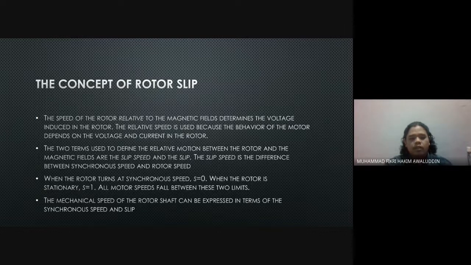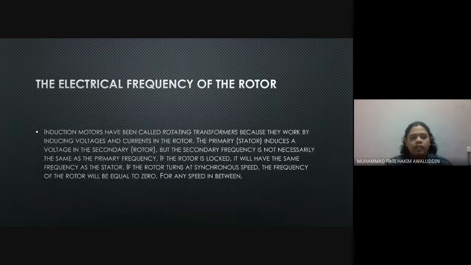The mechanical speed of the rotor shaft can be expressed in terms of the synchronous speed and the slip. So lastly, the electrical frequency of the rotor. Induction motors have been called rotating transformers because they work by inducing voltage and current in the rotor. The primary, or stator, induces a voltage in the secondary, the rotor, but the secondary frequency is not necessarily the same as the primary frequency. If the rotor is locked, it will have the same frequency as the stator. If the rotor turns at synchronous speed, the frequency of the rotor will be equal to 0, and for any speed in between, it varies in proportion to the slip.